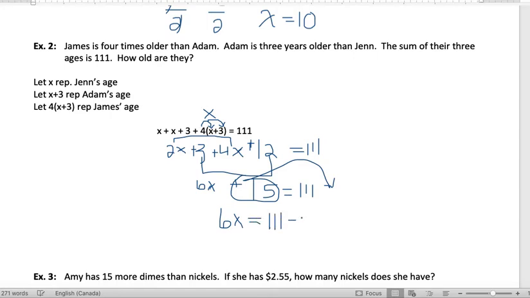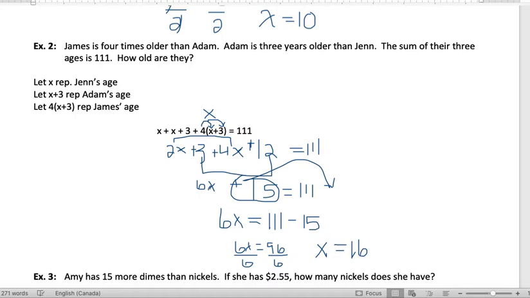When we send things over the equal sign, remember to change the integer. So that is going to be 111 minus 15. This is going to equal 96. Divide both sides by 6 to isolate x because we want x alone. And we are going to be left with x equals 16.